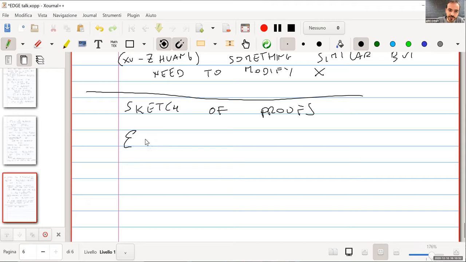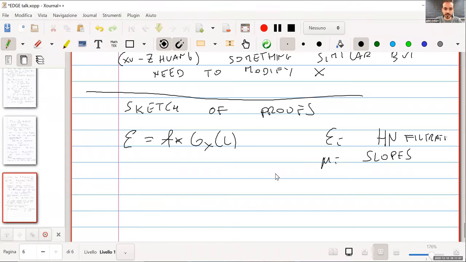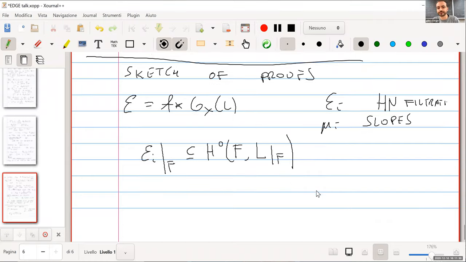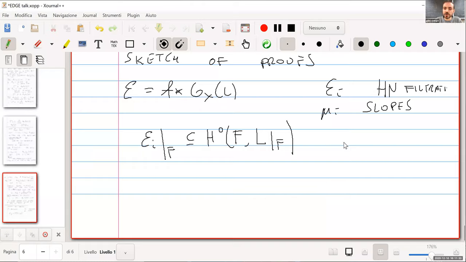Let me call E the push forward of O_X(L). Let me call E_i the Harder-Narasimhan filtration, and mu_i the slopes of the filtration. Now, if you take E_i and restrict it to F, this is a linear system inside H^0 of F, L restricted to F. Maybe you can assume L Cartier to avoid technicalities, with some base locus.